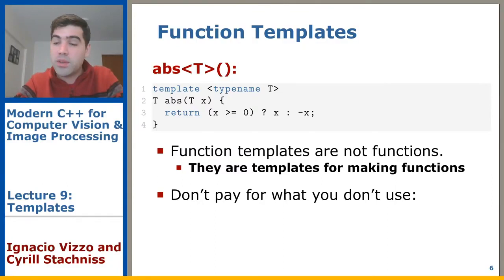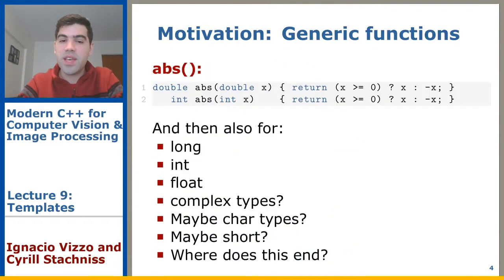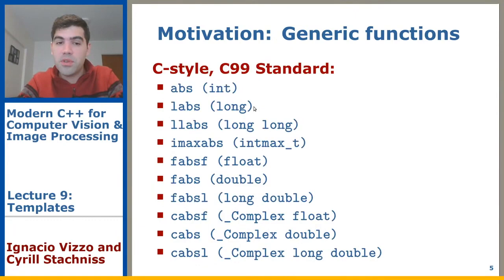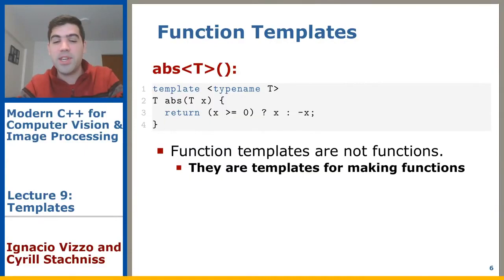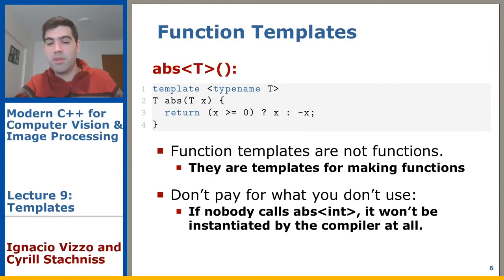You create a template, and we will see one example now. If you don't call absolute with an integer type, then you don't need to create the symbol. So you don't pay for what you don't use. In the other case, when you define a regular function, you always define it, even if you're not using it, right? So just keep in mind that function templates are not functions. They are templates for making functions. This is quite different, and you don't pay for what you don't use. If nobody calls a given function, then it won't be instantiated by the compiler. So let's see one example.